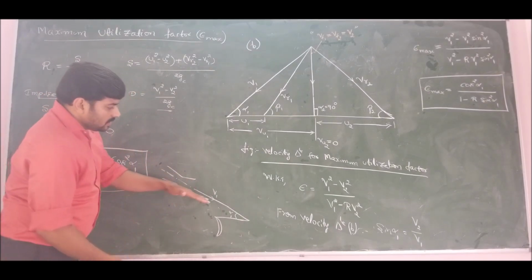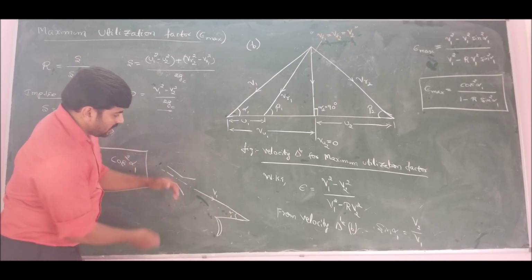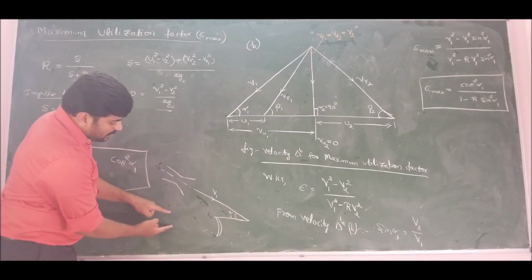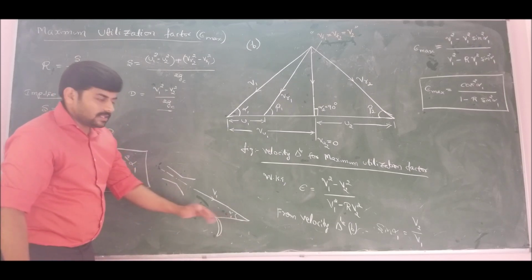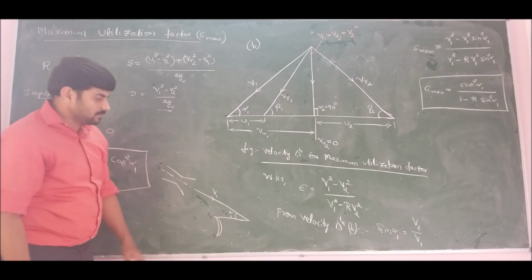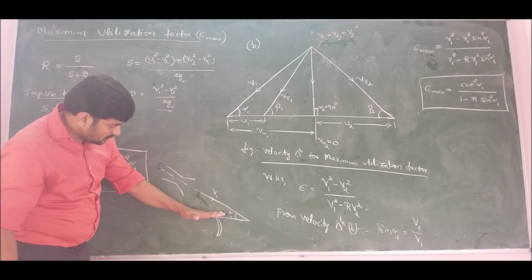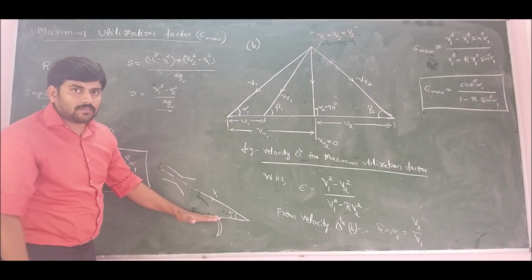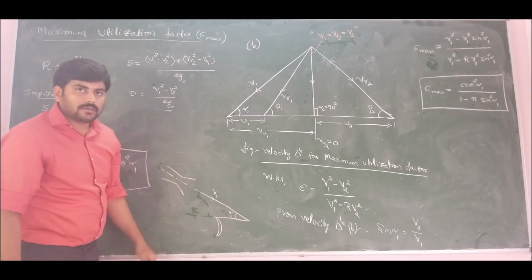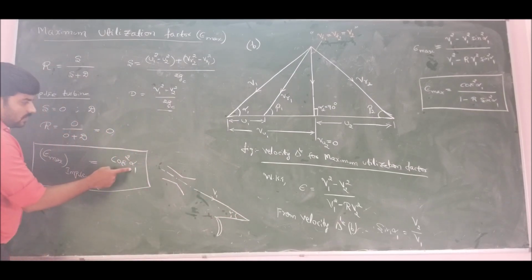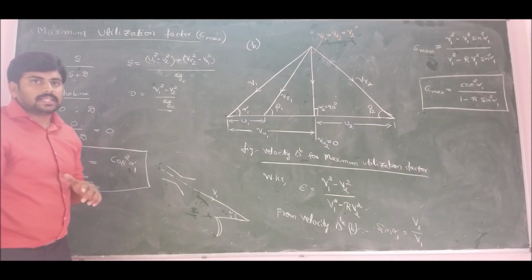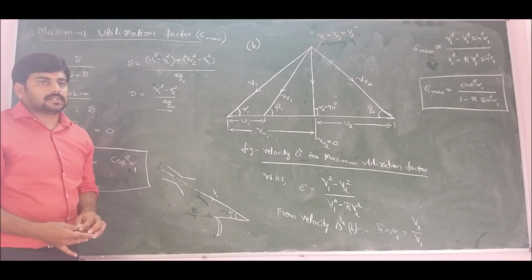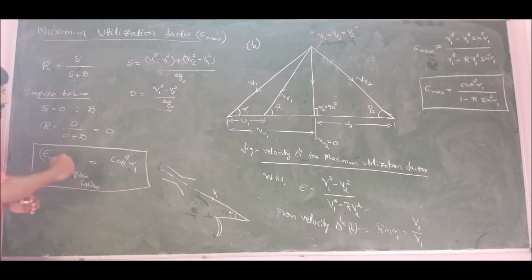So if I make alpha 1 as 0 degrees, in the sense if I keep the nozzle here and hit the vane directly and tangentially, then obviously the utilization will become maximum. If I make V1 equal to the tangential component, then utilization will become maximum. So put alpha 1 equal to 0. Then epsilon max will become unity, in the sense 100% efficiency. So this completes the concept of maximum utilization for impulse turbines.